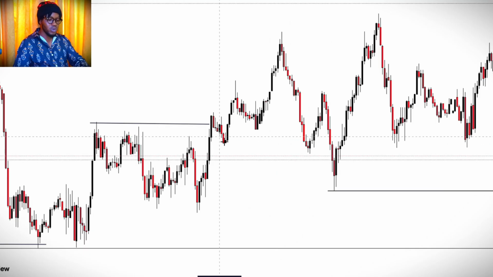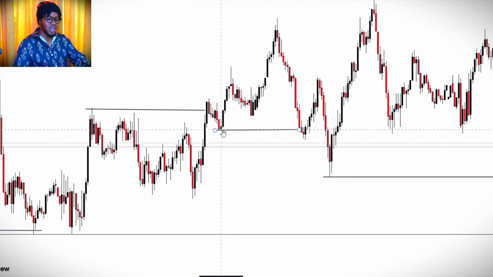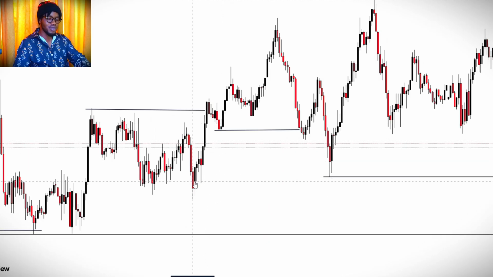So if you are doing something like this, you will be liquidated because this is an inducement. I don't know how much I want to say this for you guys to understand. This is an inducement right here. Anytime you see that price is not tapping to at least 50% or even to your discount point, don't take that trade.